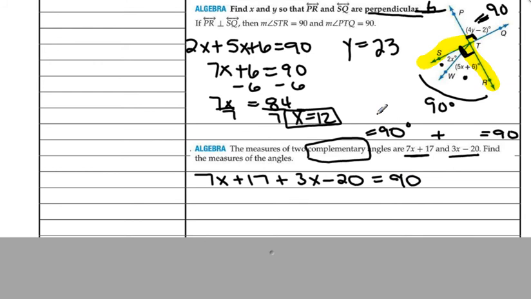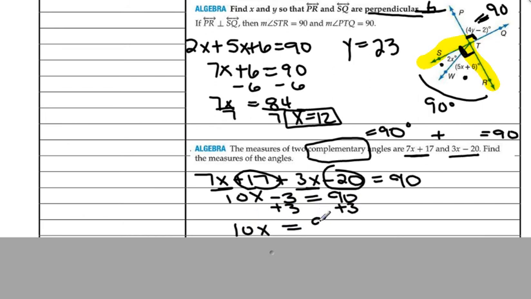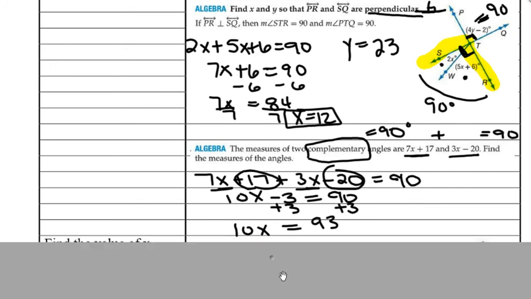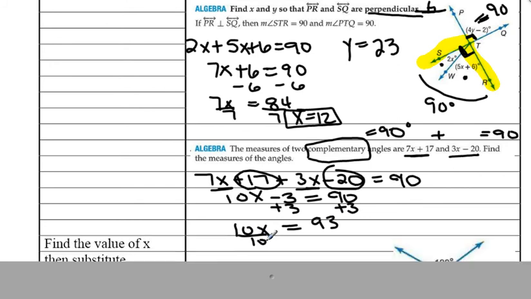I will go ahead and combine my like terms. A 7x and a 3x is 10x. A 17 and a negative 20 is negative 3. That equals 90. Adding 3 to both sides, I get 10x is 93. And if I divide by 10 on both sides, I get x is 9.3.